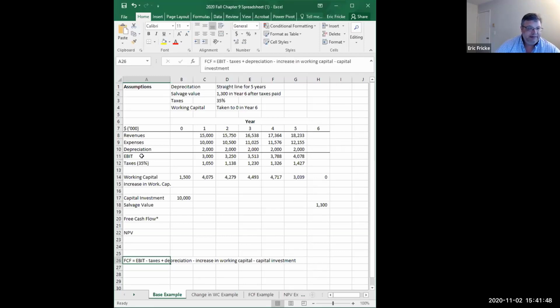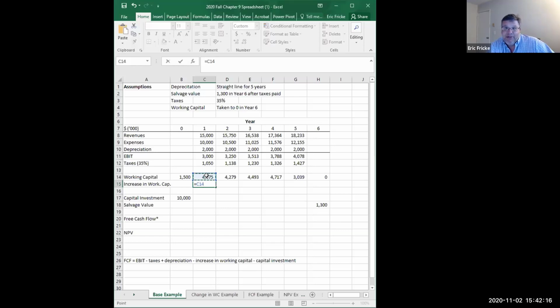And if you look at this, we already have EBIT, we already have taxes, and we already have depreciation. We need to calculate the increase in working capital. And so I'm going to do that right here. And I think the easiest way to do it, let's start in year 1. And if you recall, that is equal to the current year level of working capital subtracted by the previous year's working capital. So for year 1, it's going to be this 4075 minus this 1500. And so let's just do it in your head, kind of think, is that right? 4,075 minus 1,500. Yeah, that's about 2,575. That's right.